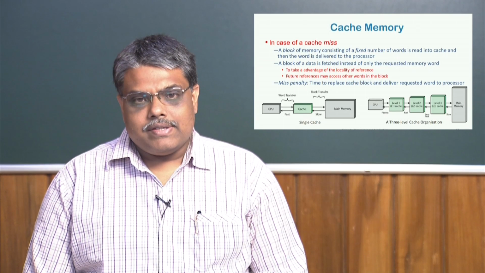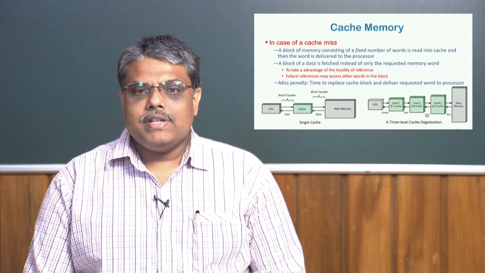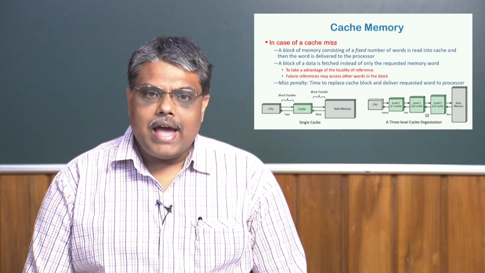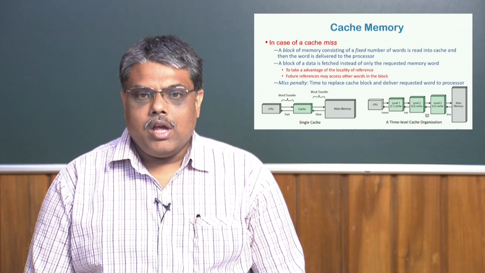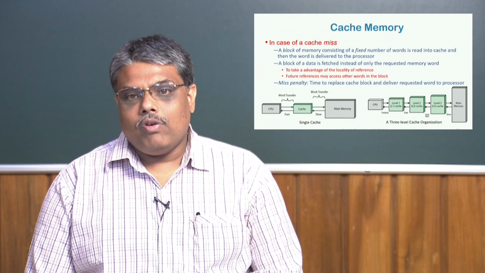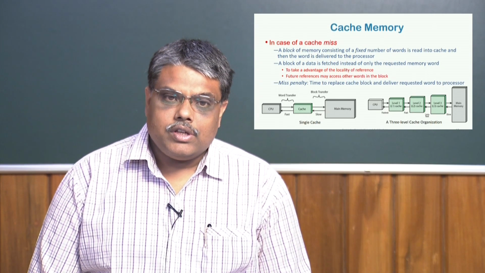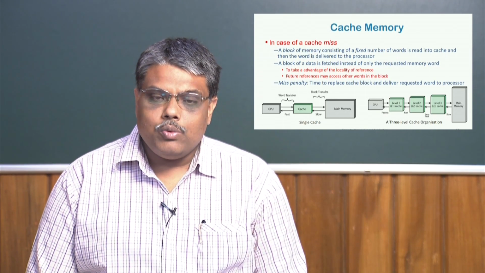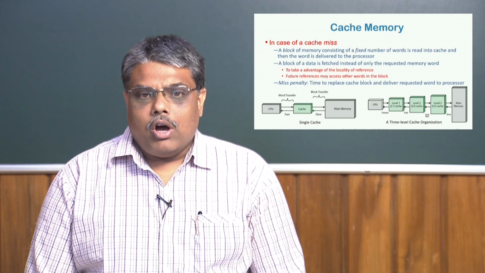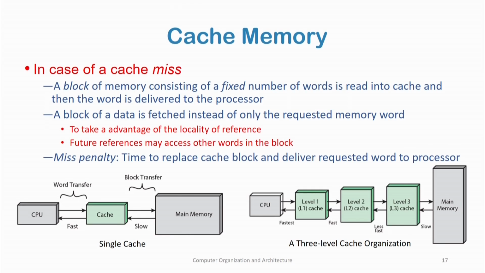In case of a cache miss, a block of memory consisting of a fixed number of words is read into the cache, and then the word is delivered to the processor. A block of memory is fetched instead of only the requested memory word to take advantage of the locality of reference, because future references may access other words in the block, and in that case when those future references are made, we will have a cache hit.